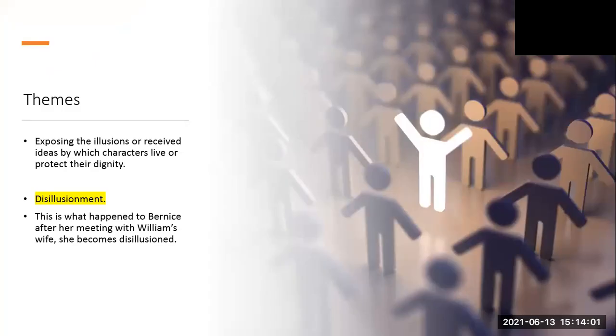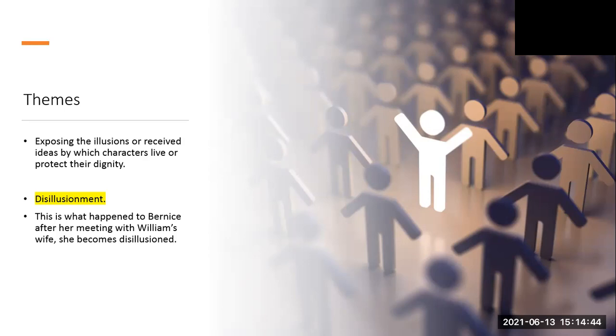What are the themes in this short story? We can say it's about exposing the illusions, كشف الأوهام, or received ideas, أفكار مسبقة, by which characters live or protect their dignity. In other words, we can say that the theme is disillusionment. This is a new word that I want you please to learn. Disillusionment.